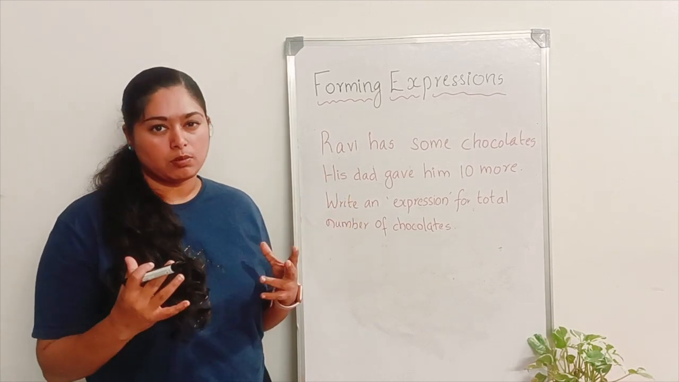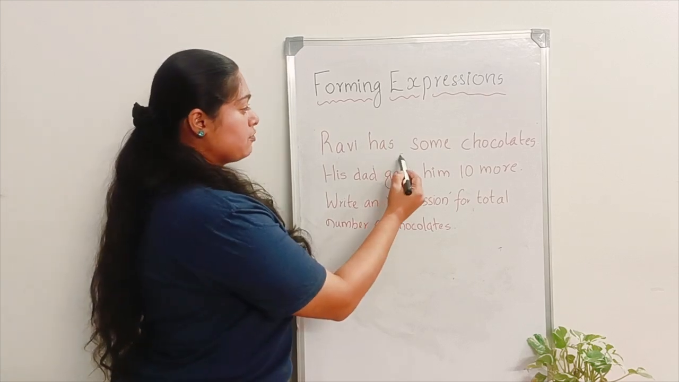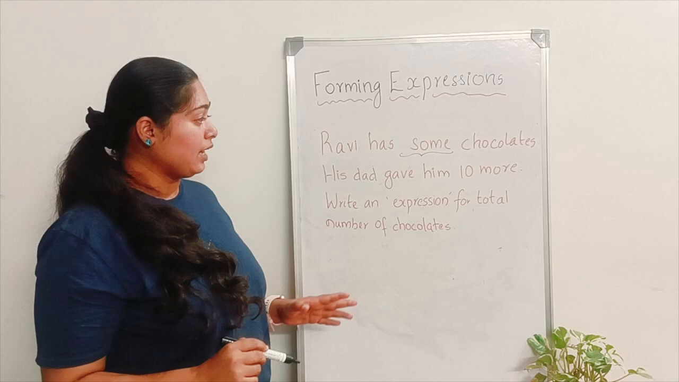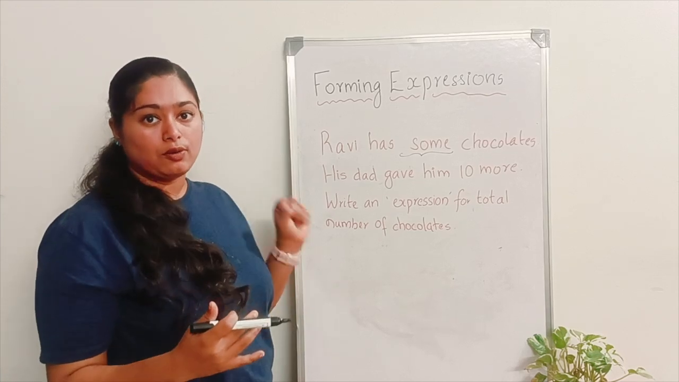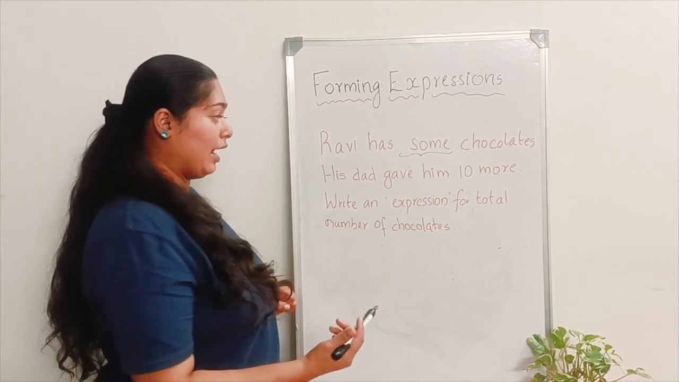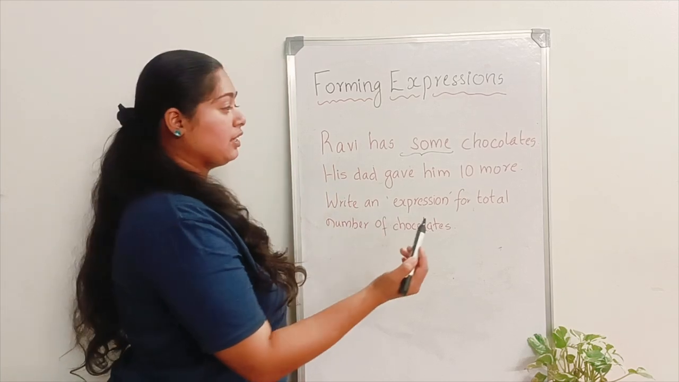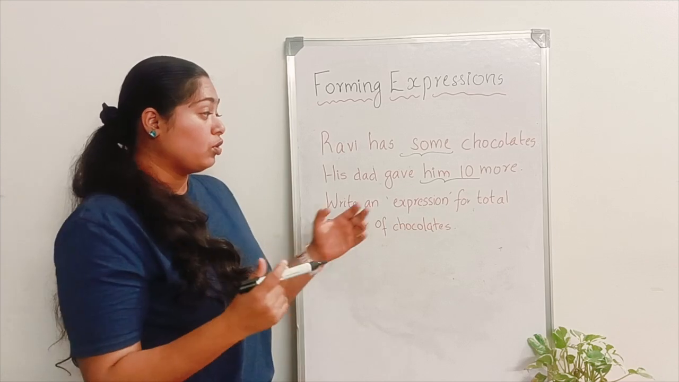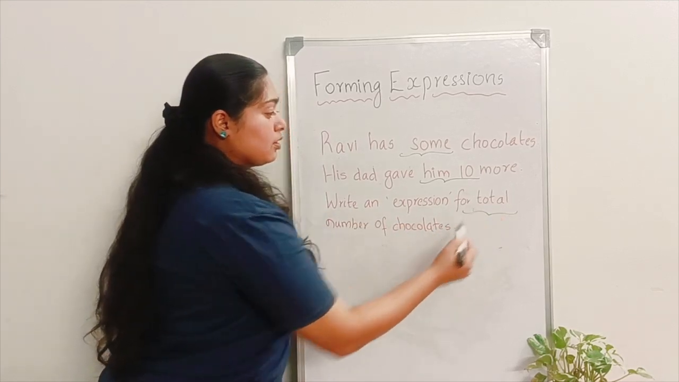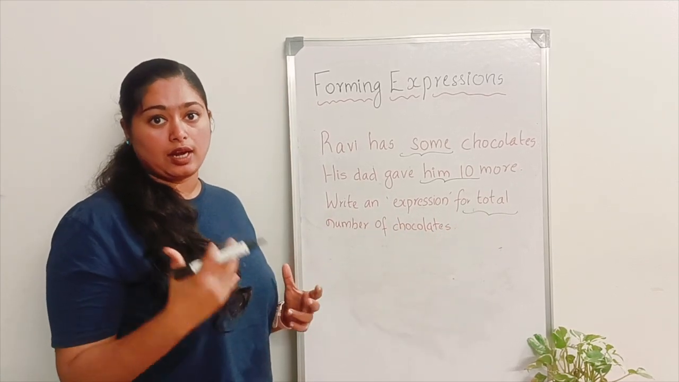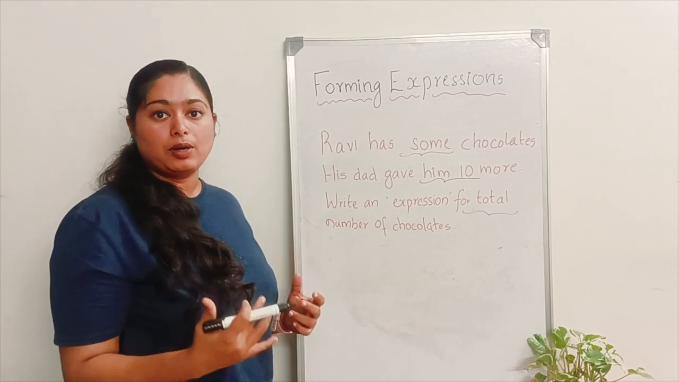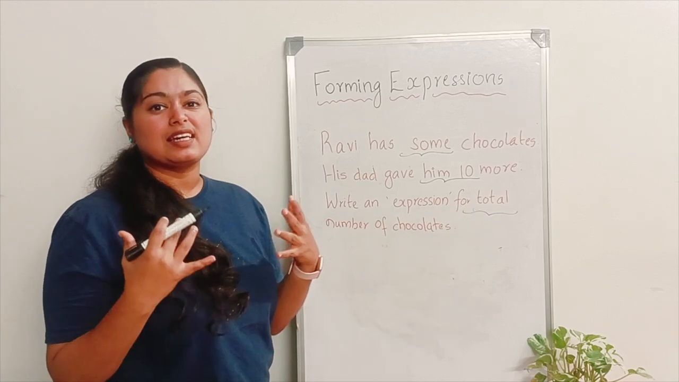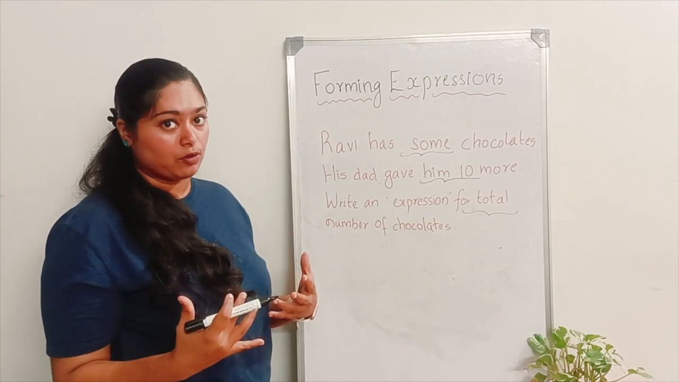Ravi has some chocolates. We don't know how many chocolates Ravi has right now. His dad gave him 10 more. So right now he has some unknown number of chocolates, and he is having a lucky day, I think. His dad gave him 10 more. Write an expression for the total number of chocolates. Here they haven't mentioned to add or subtract or divide, but from the situation, let's understand that total means it's a sum, or you have to add.